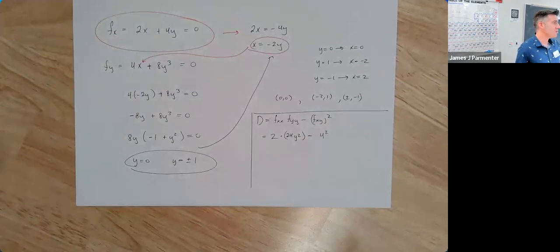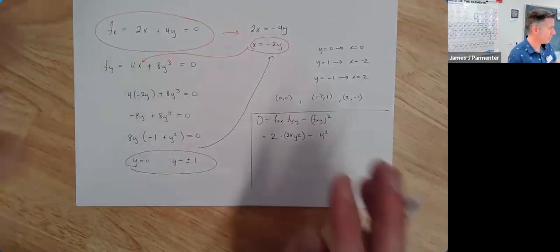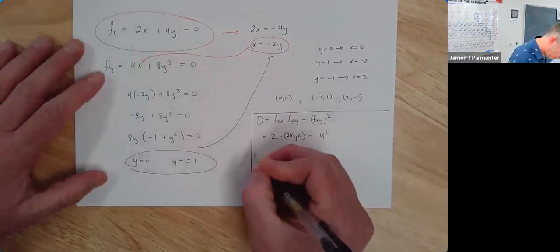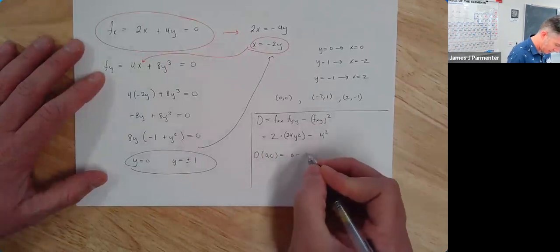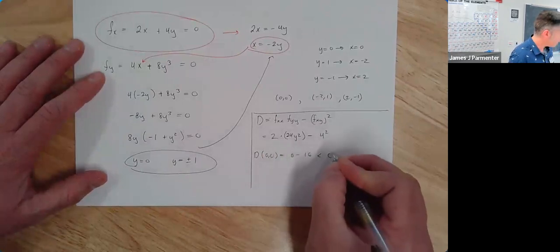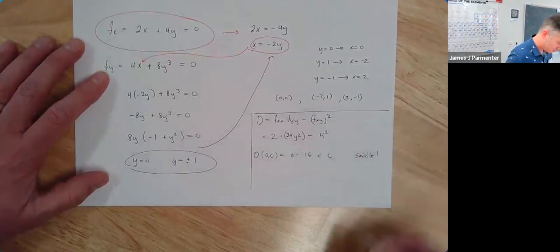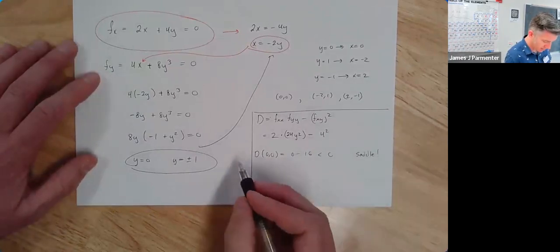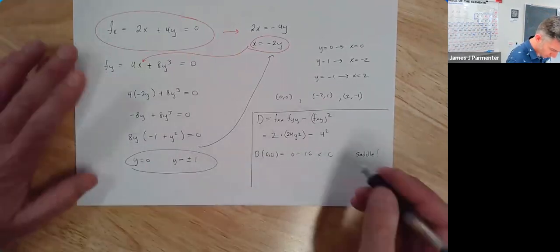I would say don't simplify this. It's usually not going to be beneficial to simplify it. It's usually much easier just to plug in your points to this thing unsimplified. Okay, maybe 4 squared, I'd write 16, but you get the idea. So when I plug in (0, 0), I end up getting 0 minus 16, which is negative, which means we have a saddle at (0, 0). Whenever D is negative, you get a saddle. End of story. Nothing else to do.